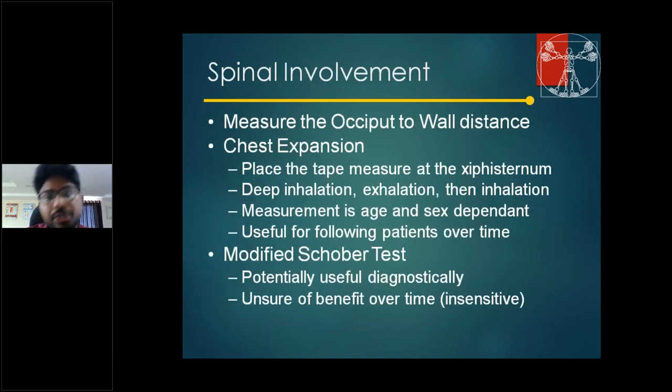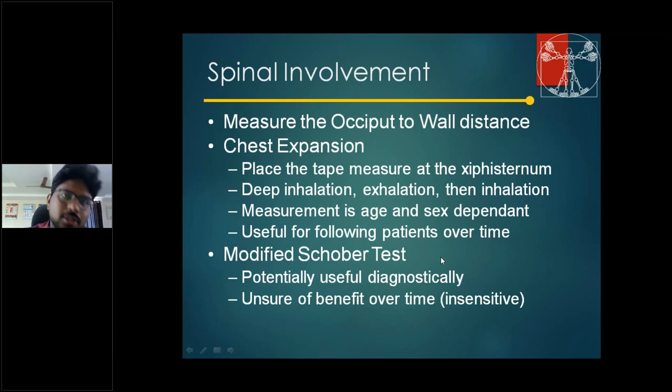So how do you measure the spinal involvement? There is a modified Schober test. Another thing is chest expansion. Chest expansion minimum, it should be 5 centimeters. If it is less than that, patient is having some ribcage ankylosis. That's why patient is not able to perform a proper expansion of the chest. There will be less than 5 centimeters expansion. And the other thing is modified Schober test. What is modified Schober test?